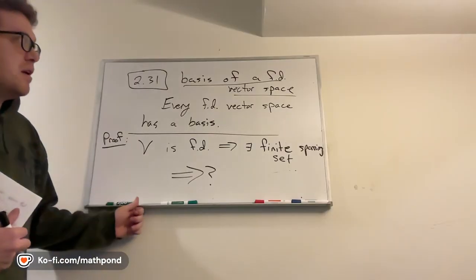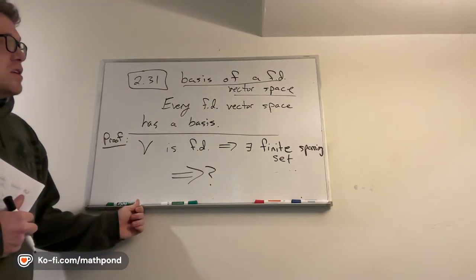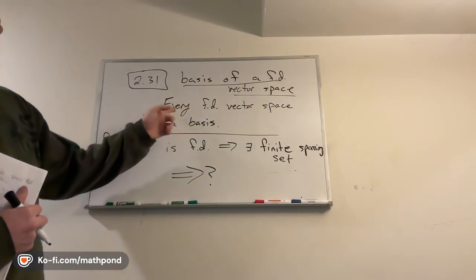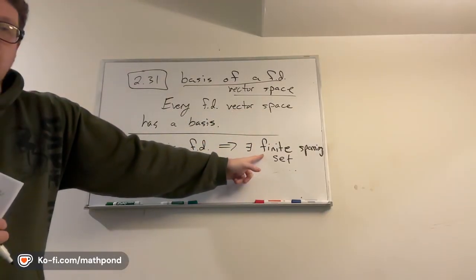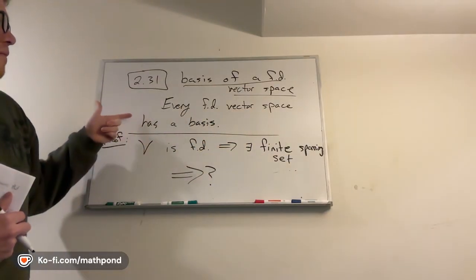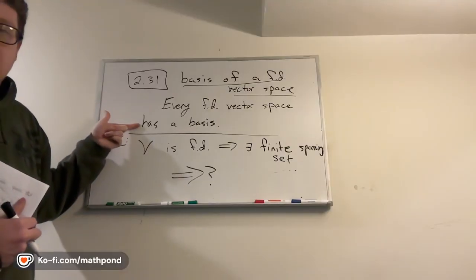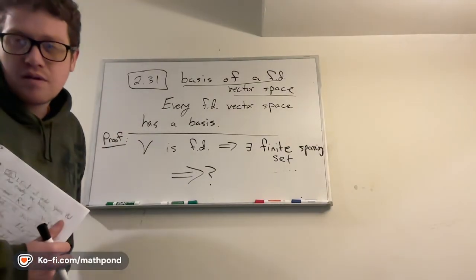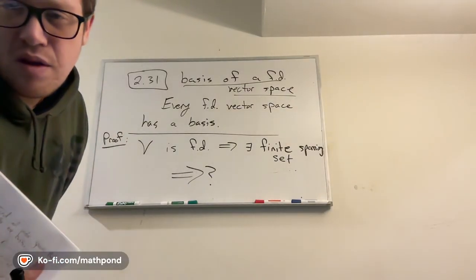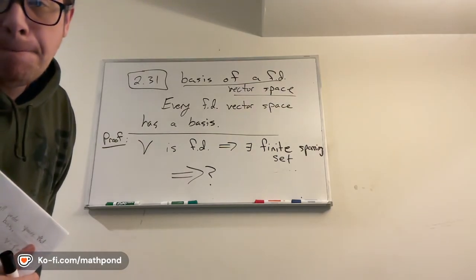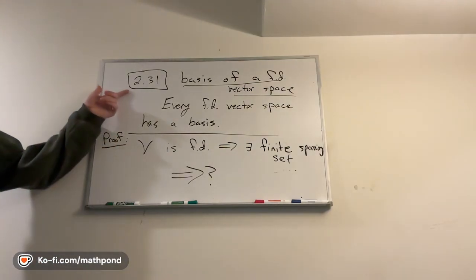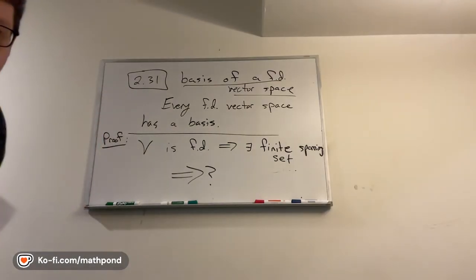Oops, maybe I'm in the way. So the statement is that every finite dimensional vector space, which is just a vector space where there exists a finite spanning set, necessarily has a basis. Yeah, this is Axler. This is 2.31 Axler, chapter 2.